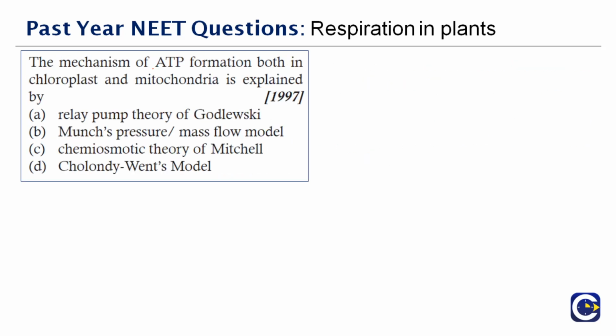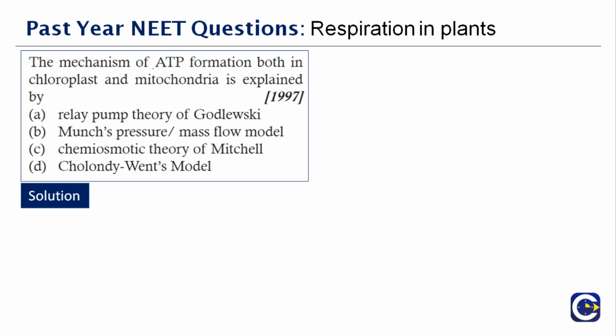Okay. Next question here, which was asked in the year 1997. The mechanism of ATP formation both in chloroplast and mitochondria is explained with the help of what? You're given four options here, right? When we talk about ATP formation both in chloroplast and in mitochondria, what do you think will explain that? You're given four options here: relay pump theory, Munch's pressure. So we'll go one by one. That will be better, because directly going into the answer might not help you.